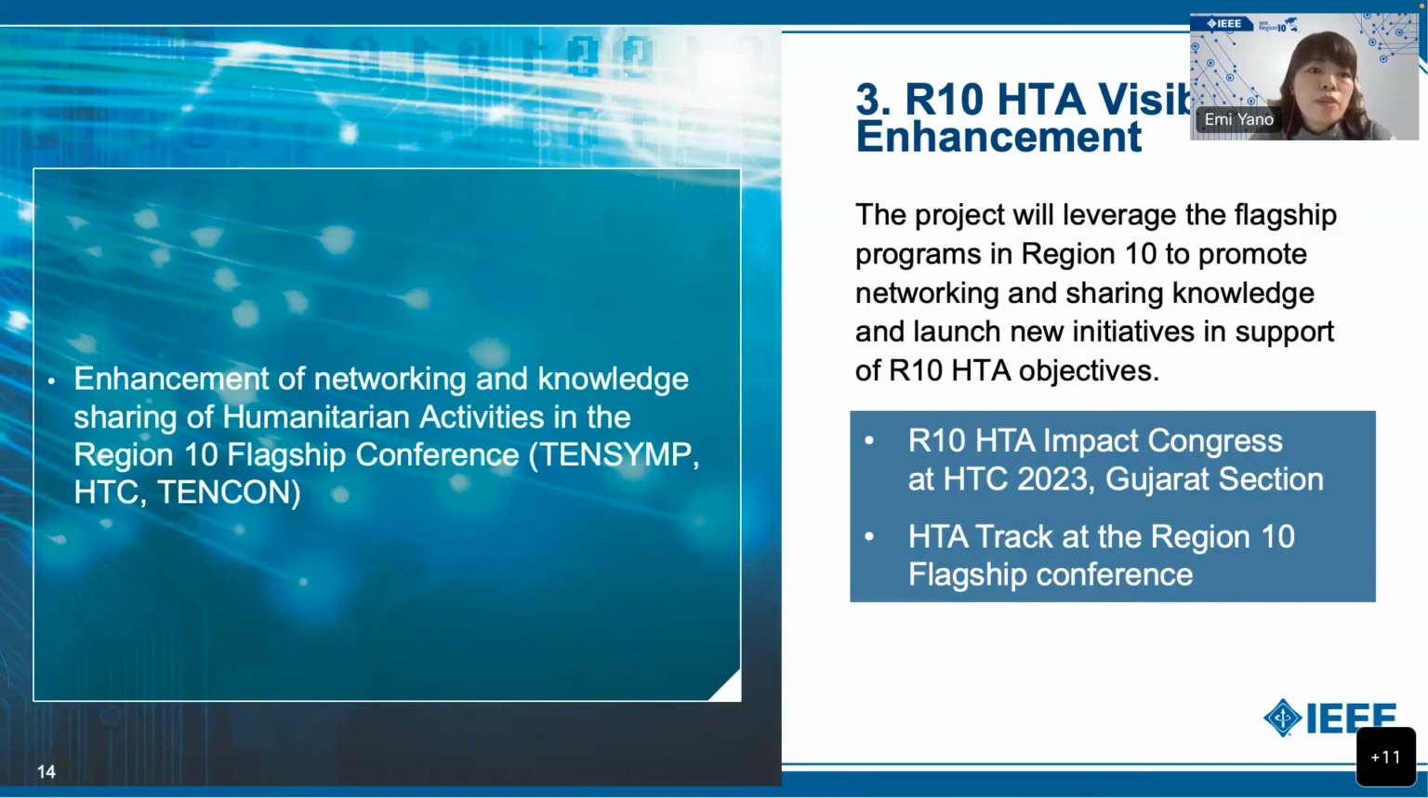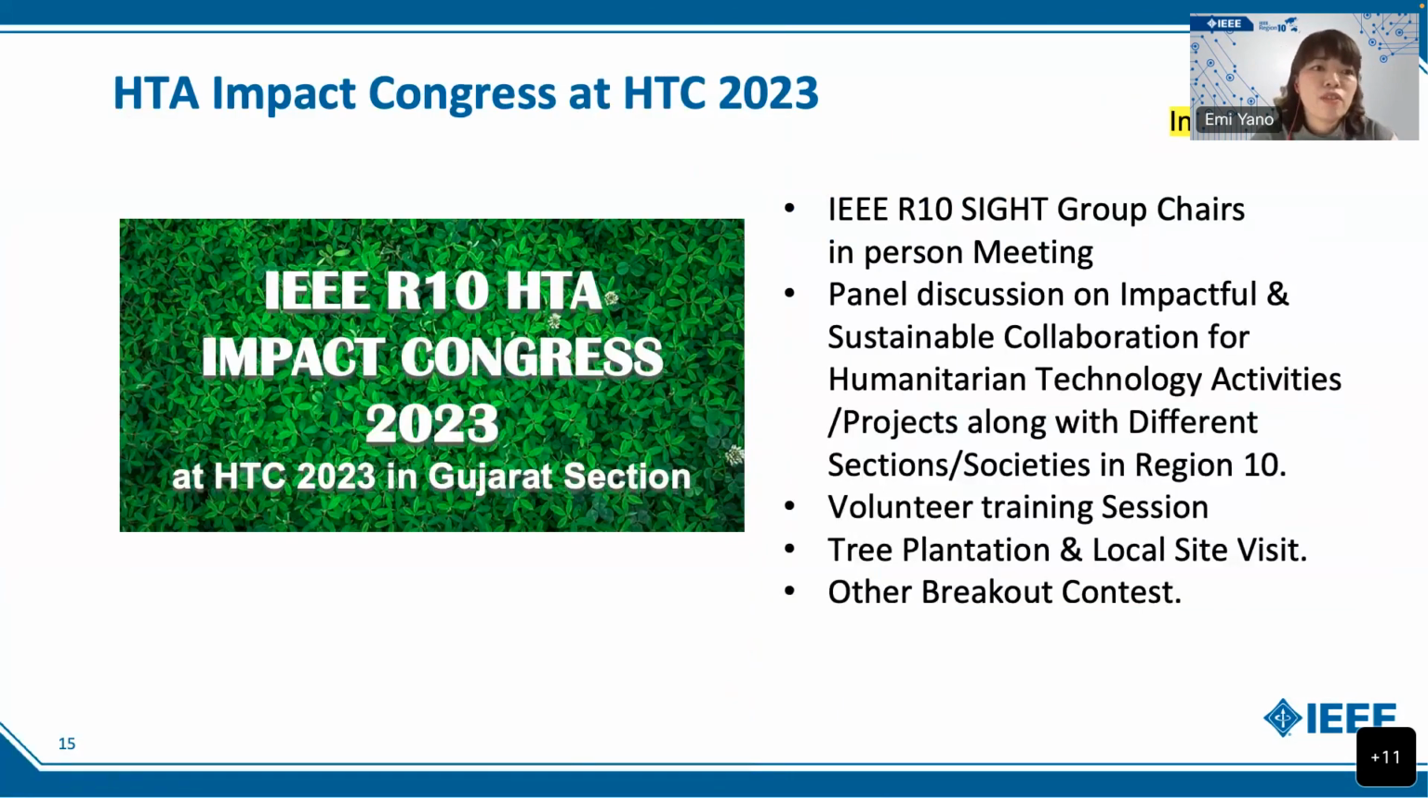Then project number three is HTA visibility enhancement. This project will leverage the programs in Region 10 to promote networking and sharing knowledge and launch new initiatives in support of Region 10 HTA objectives. So we are focusing on the HTA Impact Congress at HTC 2023, because at the Humanitarian Technology Conference many people are gathering, and many people are related to humanitarian technology. We will have an HTA Impact Congress during the conference, and we are planning to have the Region 10 site group chairs in-person meeting.